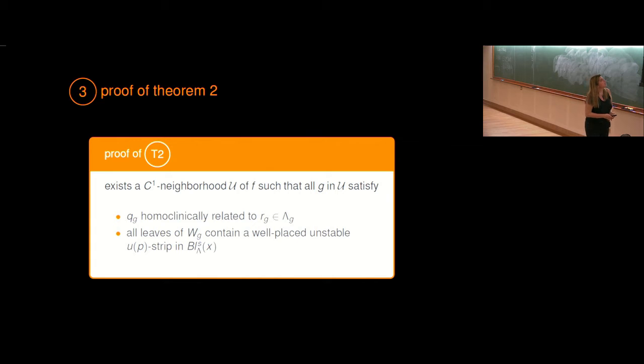Okay? So on the other hand, all leaves of the analytic continuation of the unstable foliation will contain well-placed and stable U strips in the superblender, because it is minimal, but the perturbation of a minimal foliation is close to being minimal. Okay? So they all enter the superblender. They are not minimal, but they are epsilon dense, so they enter the ball. And so the superblender property holds. And that's all that I need now.